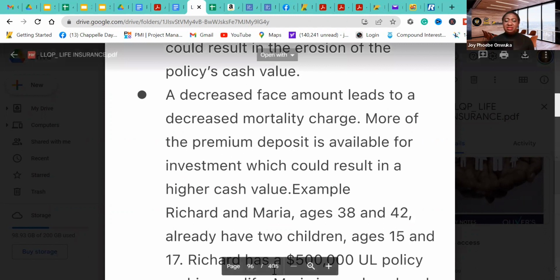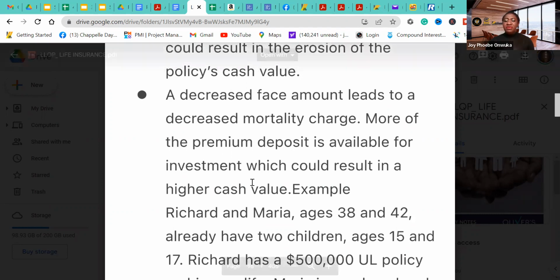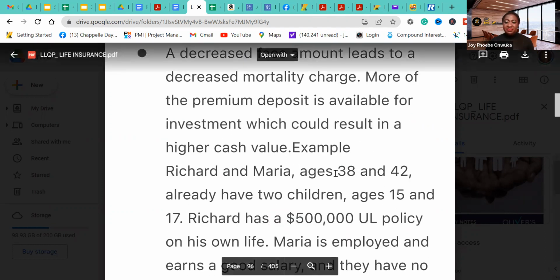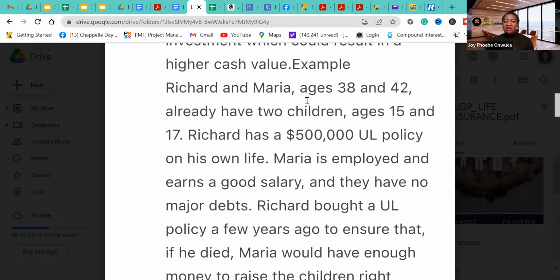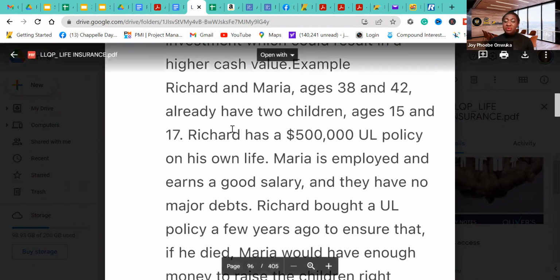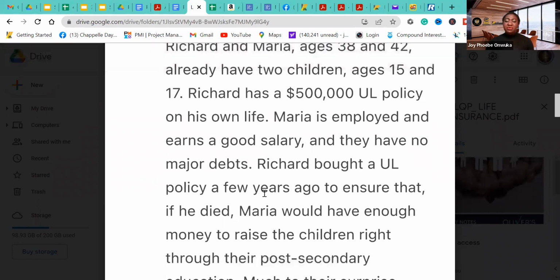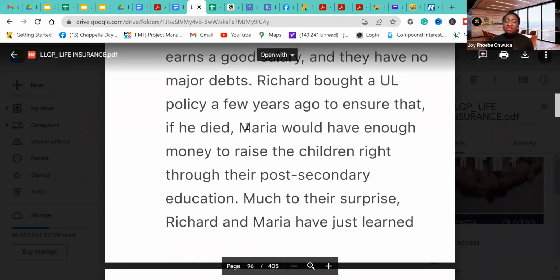All right, a decreased face amount leads to a decreased mortality charge. More of the premium deposit is available for investment, which could result in a higher cash value. For example, Richard and Mariah, ages 38 and 42, already have two children, aged 15 and 17. Richard has a 500,000 UL policy on his own life. Mariah is employed and earns a good salary and they have no major debt. Richard bought the UL policy a few years ago to ensure that if he dies, Mariah will have enough money to raise the children right through their post-secondary education.